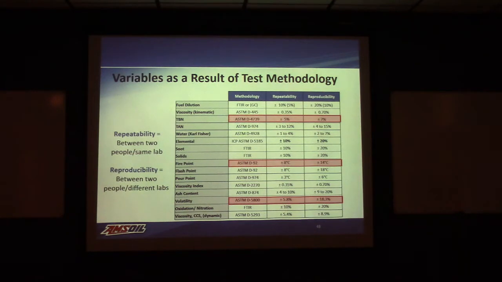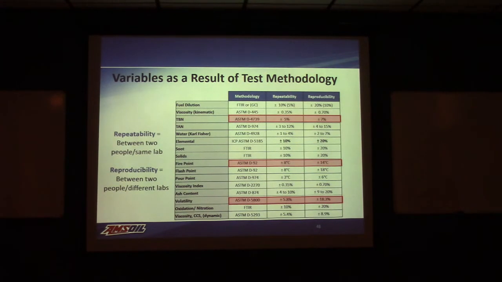Let me pick one. A total base number here, ASTM D4739. There can be reproducibility. There can be a plus or minus 7% between two different labs. Okay, so there can be variances. We see the same thing for flash fire point or volatility.